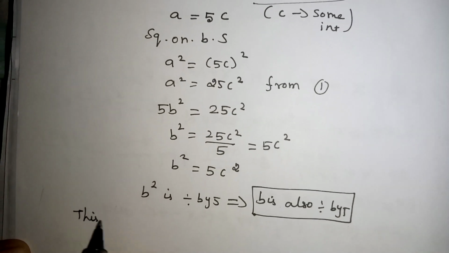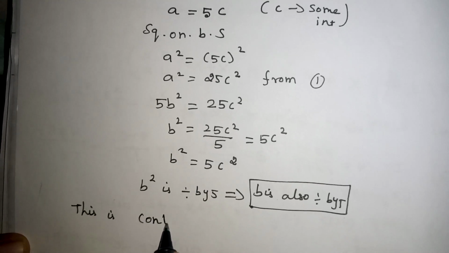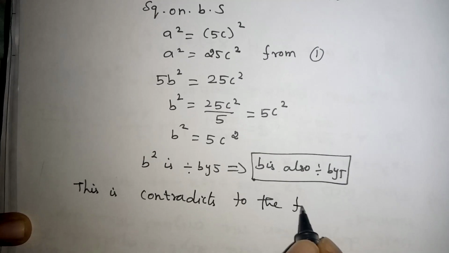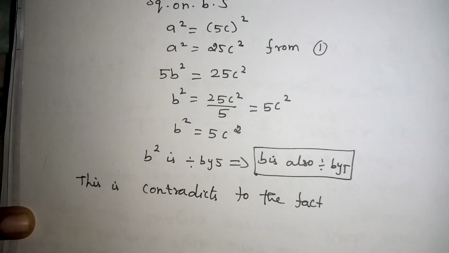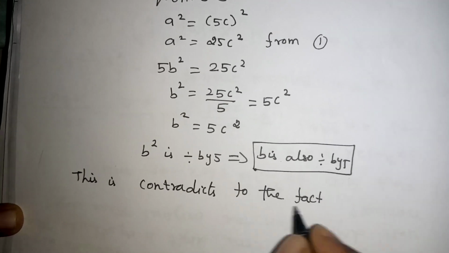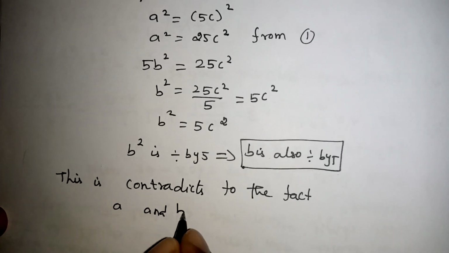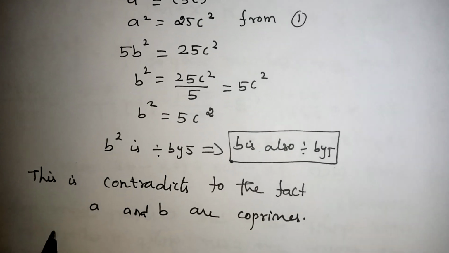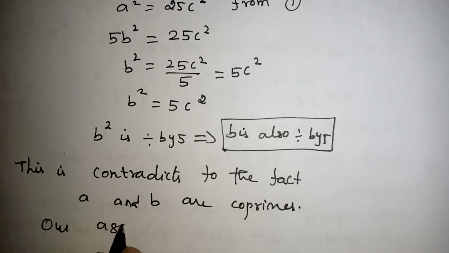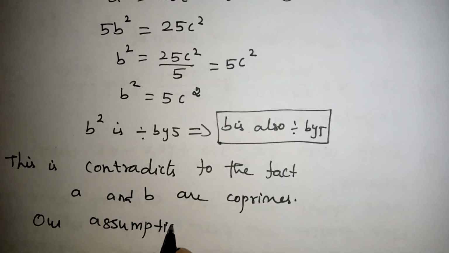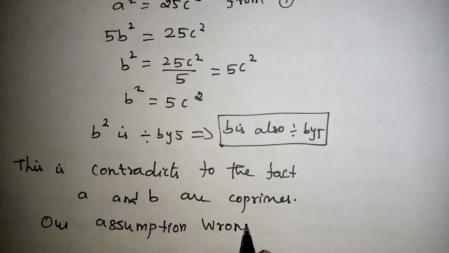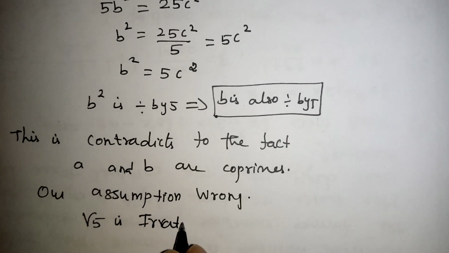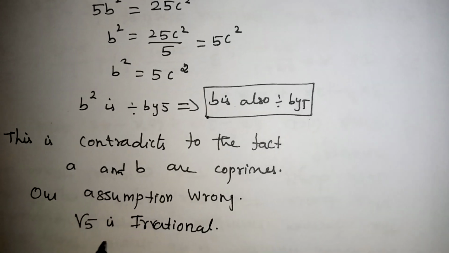So this contradicts the fact. That means what we have taken is not holding, that is a contradiction we are getting here. This is a contradiction to the fact that A and B are co-primes. So our assumption is wrong. What is our assumption actually? Our assumption was that it is a rational number. So root 5 is irrational is the correct statement, because root 5 cannot be a rational number. So definitely it will be an irrational number.